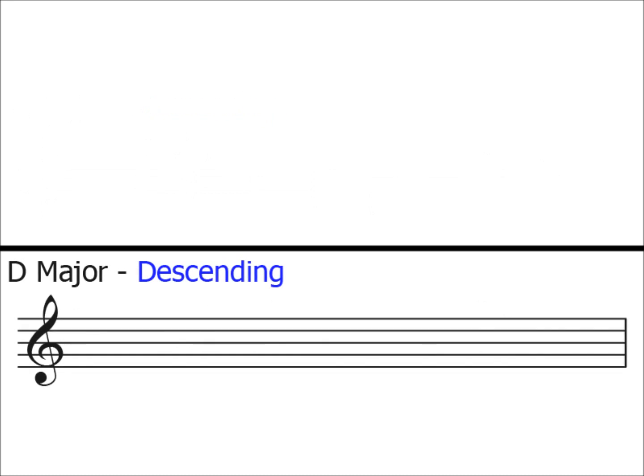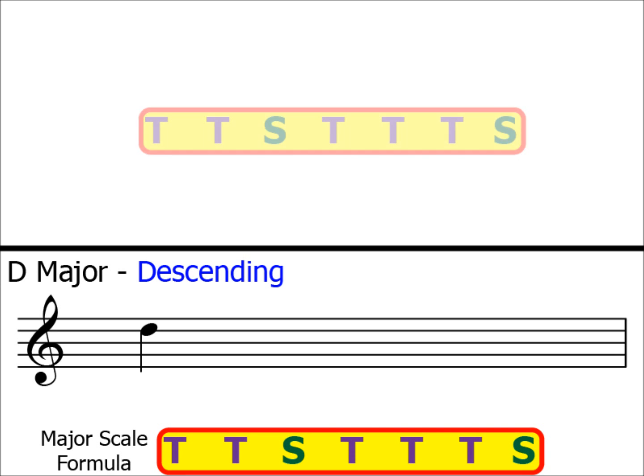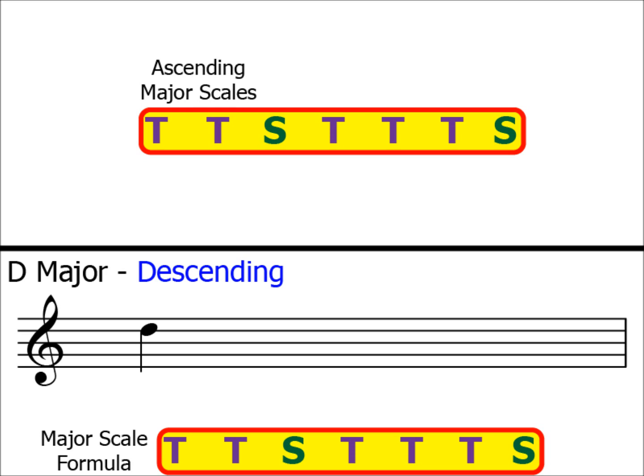D major descending. We still tackle this question in exactly the same way as we did a moment ago, but this time we must start on a high D, which I've added to the scale. And we need to remember that we are going down, descending towards the next D. Secondly, we still use this pattern we calculated from C major. However, there is a catch. Because this formula was calculated from C major ascending, it can only be used to calculate ascending scales. To use it for descending scales, we merely reverse the order.